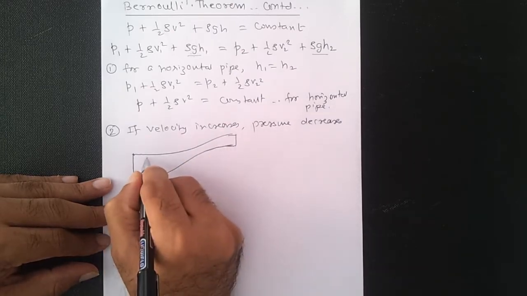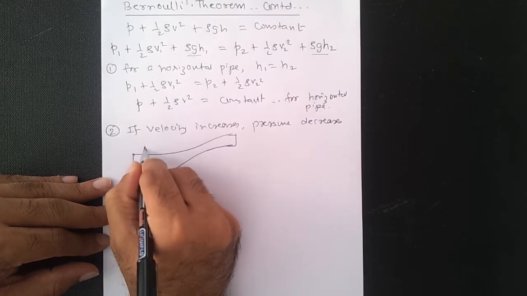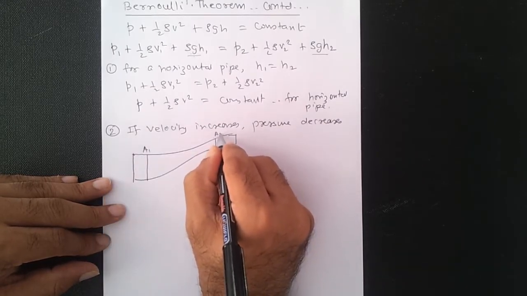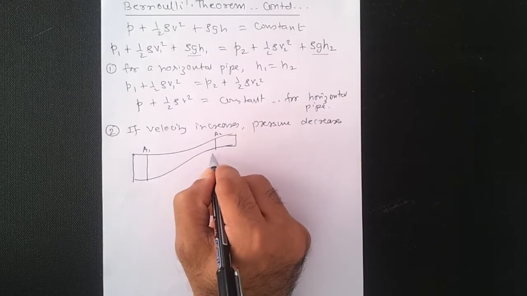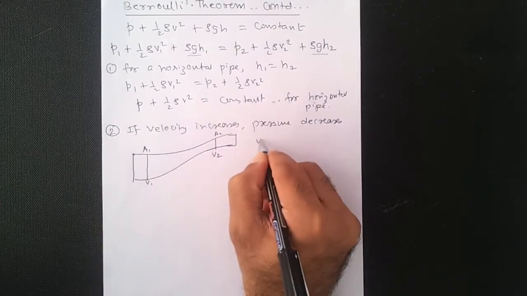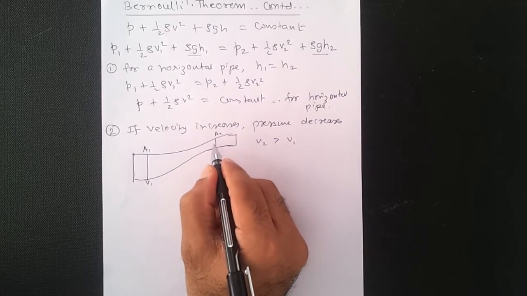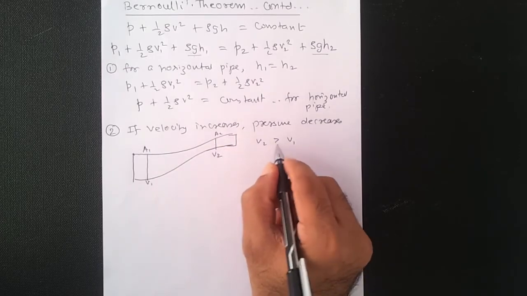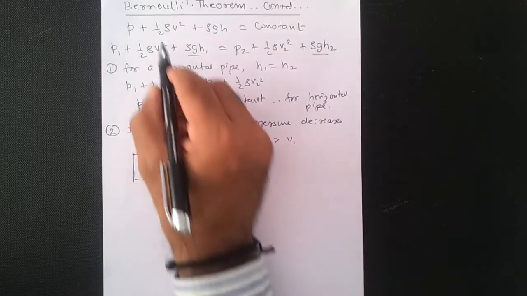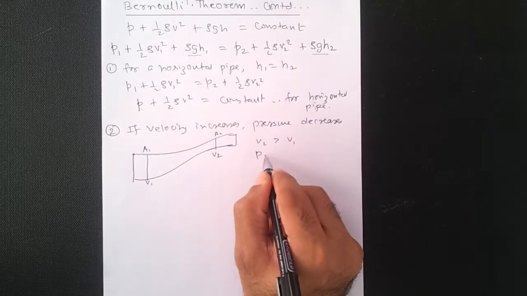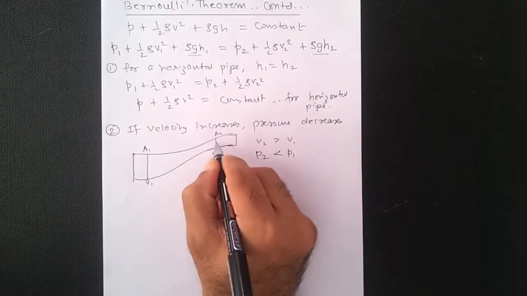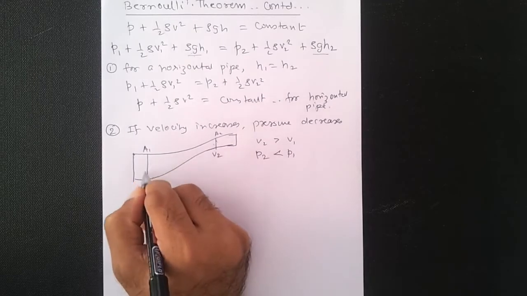That means, supposing you have a pipeline which is something like this, then here the area is larger. This is A1, this area is smaller, A2. So V2 will be larger than V1, because the area is decreasing, by the equation of continuity. And if V2 is greater than V1, then by Bernoulli's theorem it will also mean that P2 will be less than P1. The pressure of liquid over here will be less than over here.